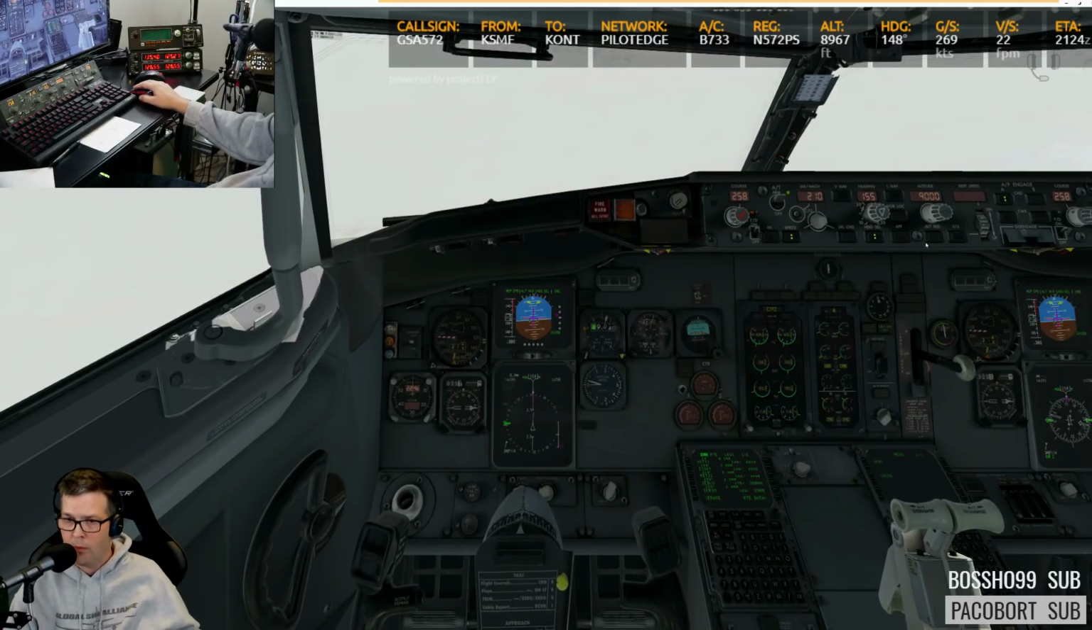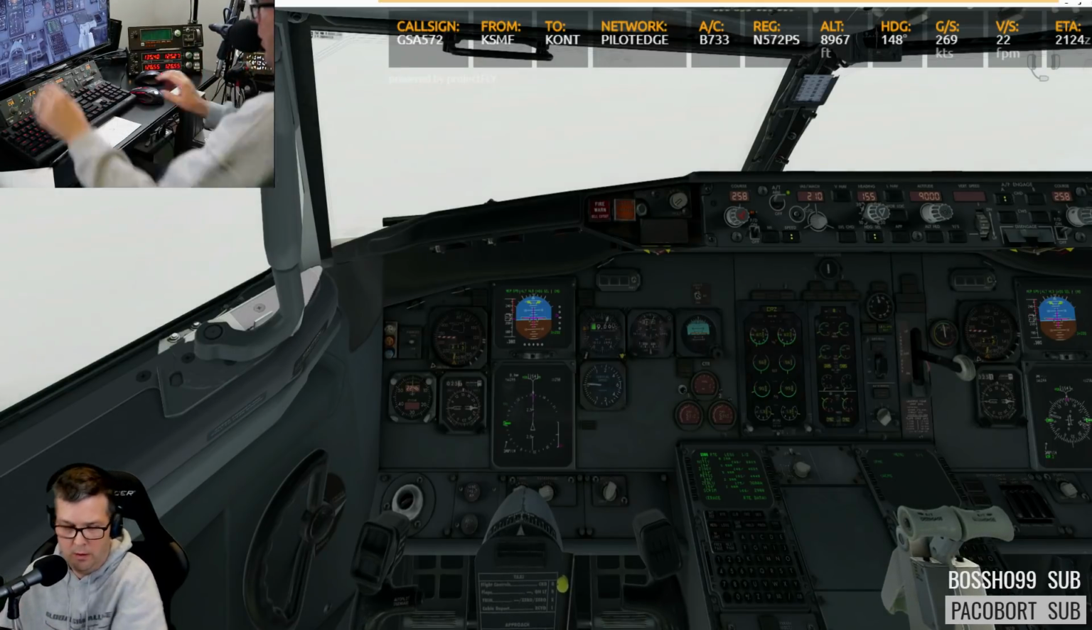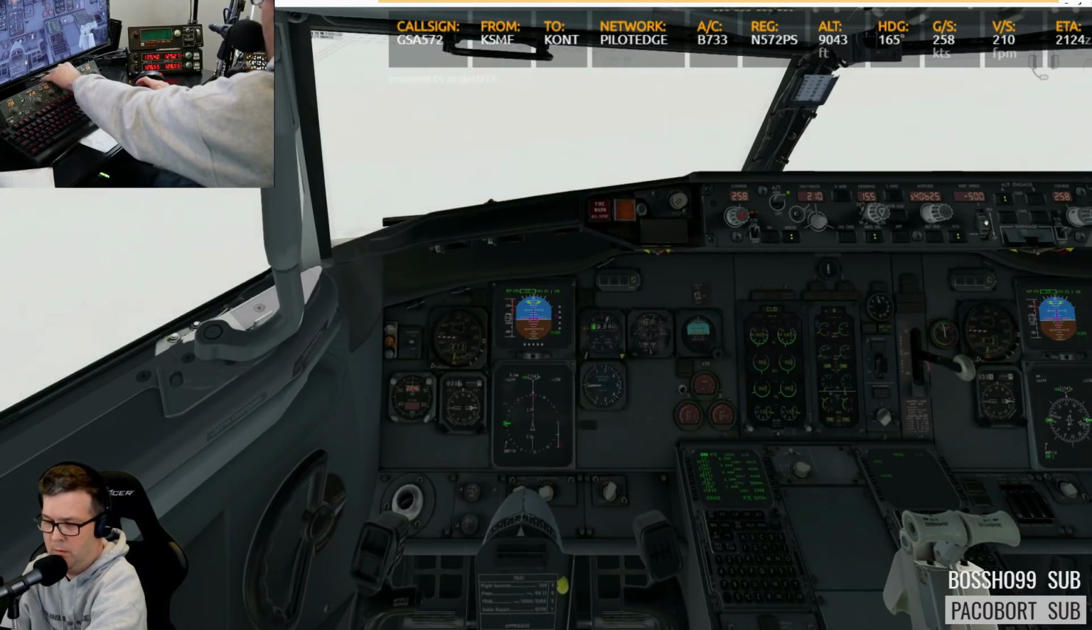Global 572, descend and maintain 6,000. Descend and maintain 6,000, Global 572. Set altitude 6,000. Altitude 6,000 feet.